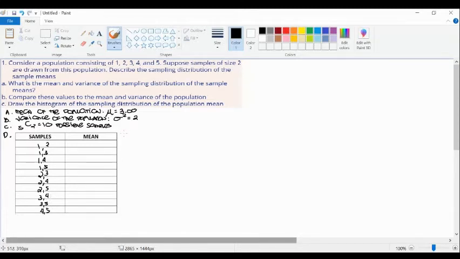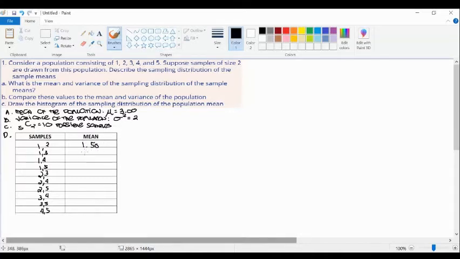And then we're going to compute for its mean. So how do we compute again for the mean? Let's add the summation of your outcomes over the total number of outcomes. Okay, so 1 plus 2, that's 3, divided by 2, that is 1.5. And then you're going to do it for the rest.